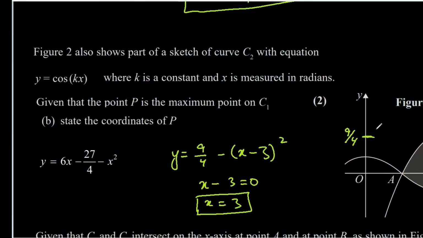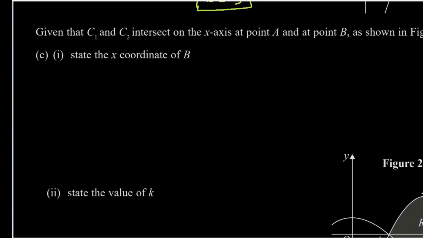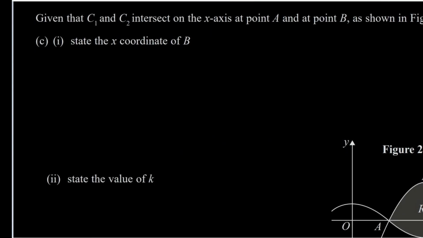Now that we have found out the value of point P, we are going to go further ahead with this question. Now, in the next part, it says state the coordinate of point B. Here we are going to find out the coordinates of point B. Let's see how we get it.